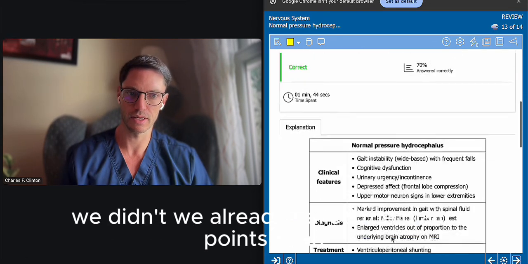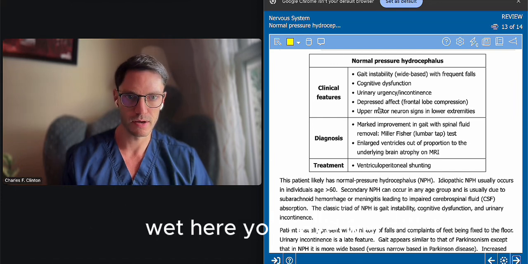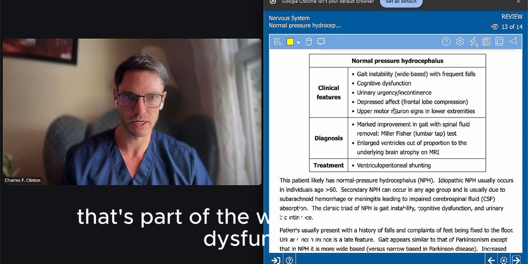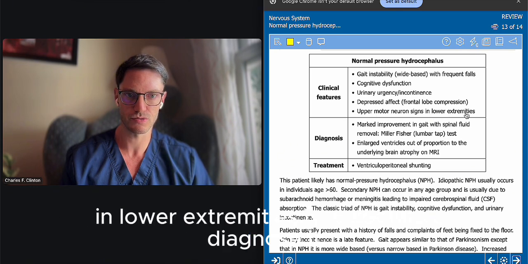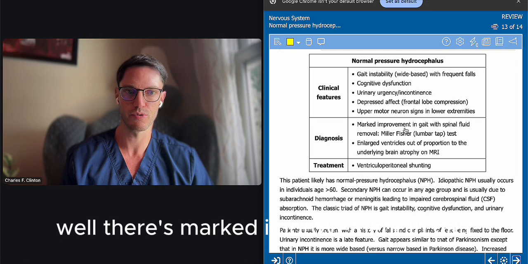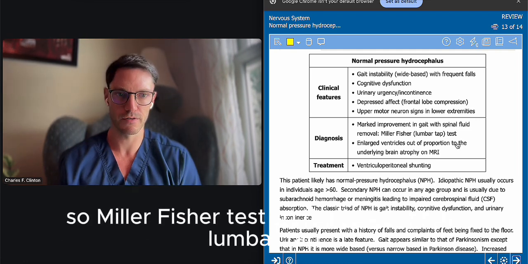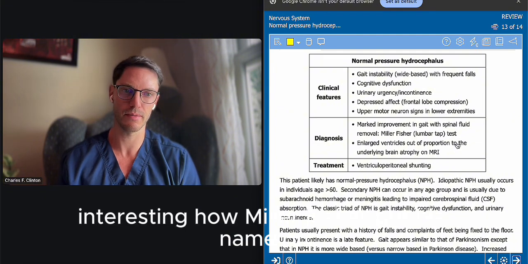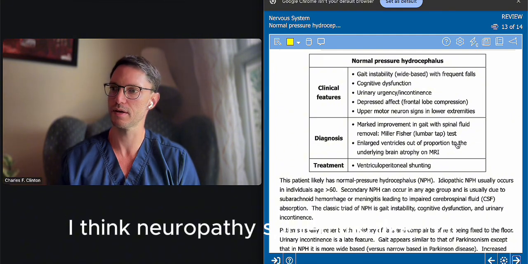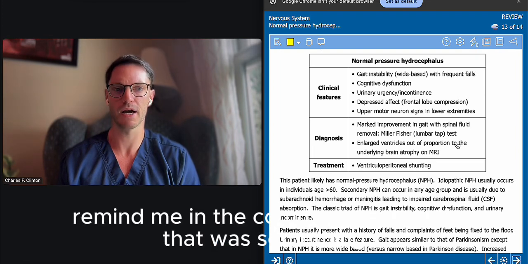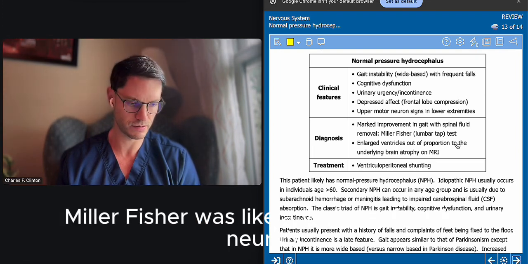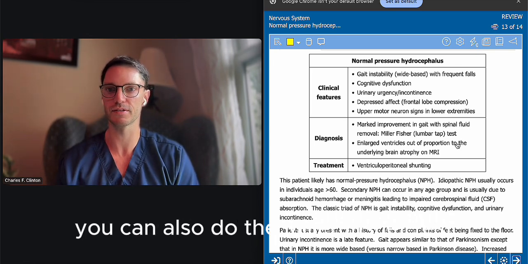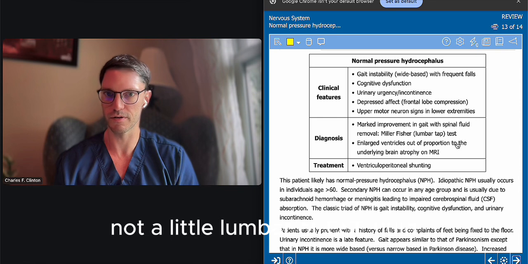And I think we already nailed the main points. Here you have wet, here you have wacky, and here you have wobbly. And of course, part of the wacky is cognitive dysfunction, and you can have upper motor neuron signs in lower extremities. How do you diagnose it? Well, there's marked improvement in gait with spinal fluid removal. So the Miller-Fisher test, that's a lumbar tap. Interesting how Miller-Fisher put his name on several things. There was also Miller-Fisher neuropathy, something like that, remind me in the comment section if that was something Miller-Fisher, like a variant of optic neuritis, something like that. But well, you can also do the Miller-Fisher test, where you have to remove not a little lumbar CSF fluid.